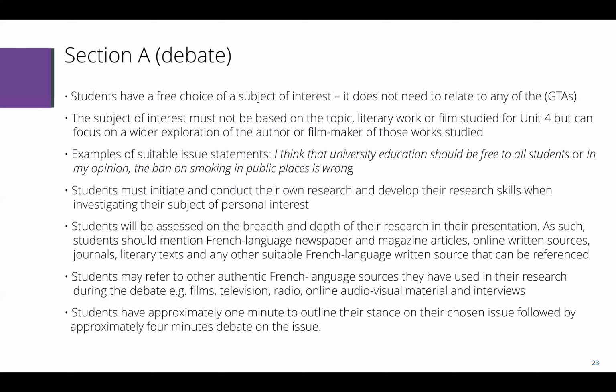Okay, so that first section is the debate. You need to make sure that they understand what their issue is, what their standpoint is, that they are able to evidence that they have done some reading and research, and that they can reference that in the introduction, and that they can refer to all kinds of sources in the discussion, in the debate that follows.